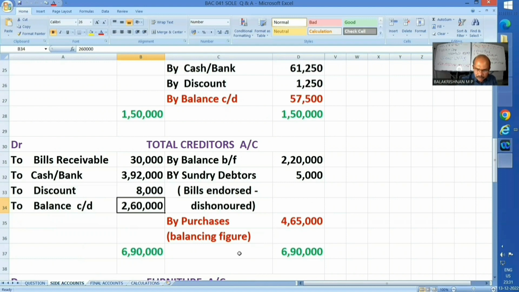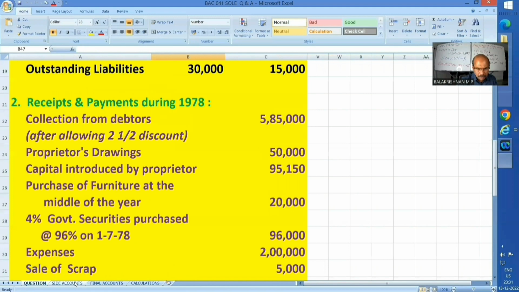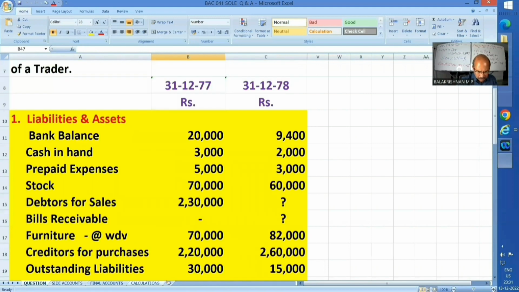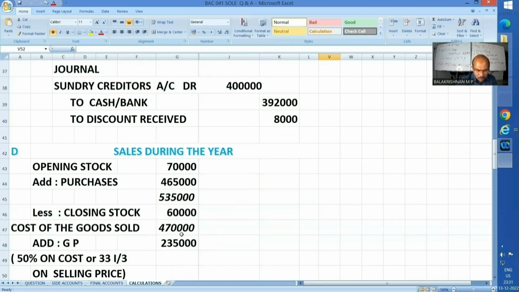Now sales, it will help us to find the cost of the goods sold. Opening stock and closing stock, I'm again showing you, 70,000 and 60,000. Purchase just now we have found out, 4,60,000, 65,000. So opening stock plus purchase minus closing stock, that's the cost of the goods sold. That is 4,70,000.